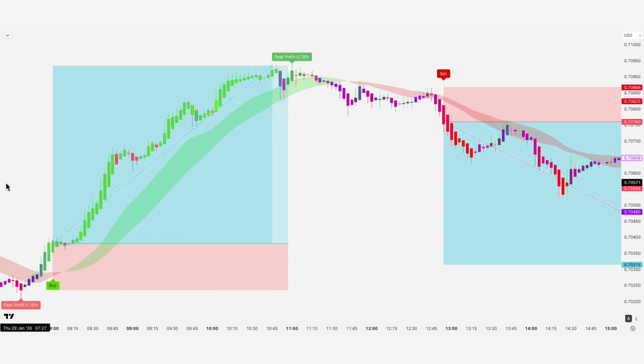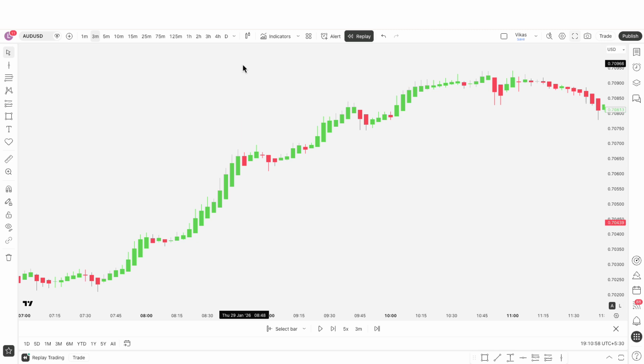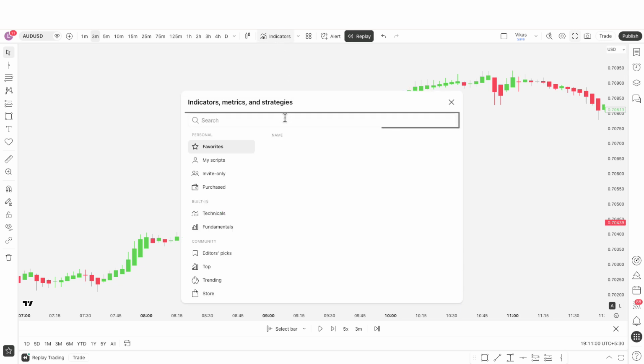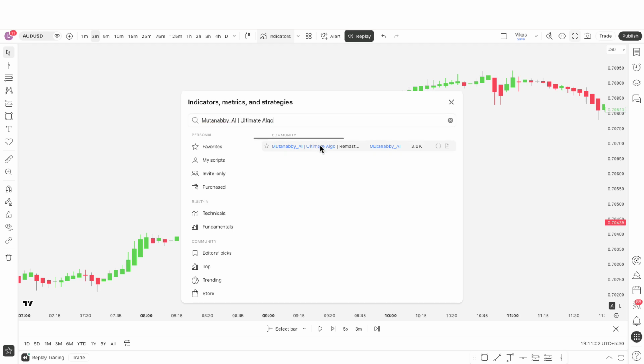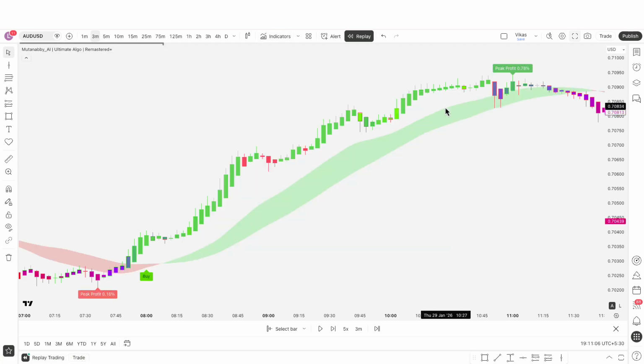Let's start the video. We open the AUD/USD 3-minute chart, and don't sweat the time frame either. Next, you'll want to find those magic indicators. Head over to the Indicators tab and search for the Mutanabe AI Ultimate Algo. Select the indicator made by Mutanabe AI and add it to the chart.